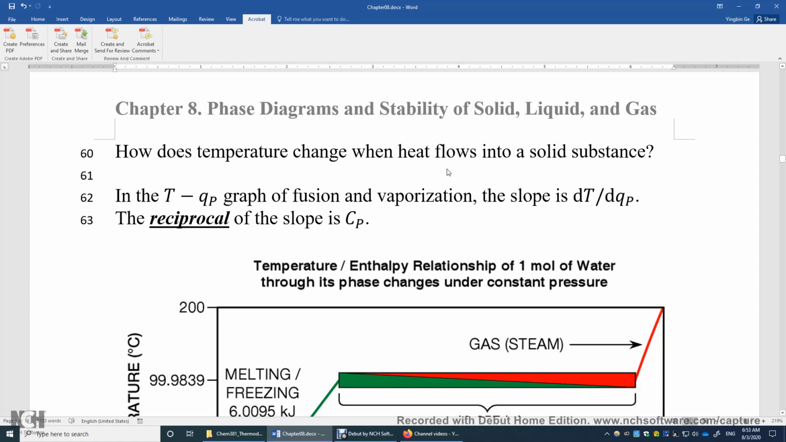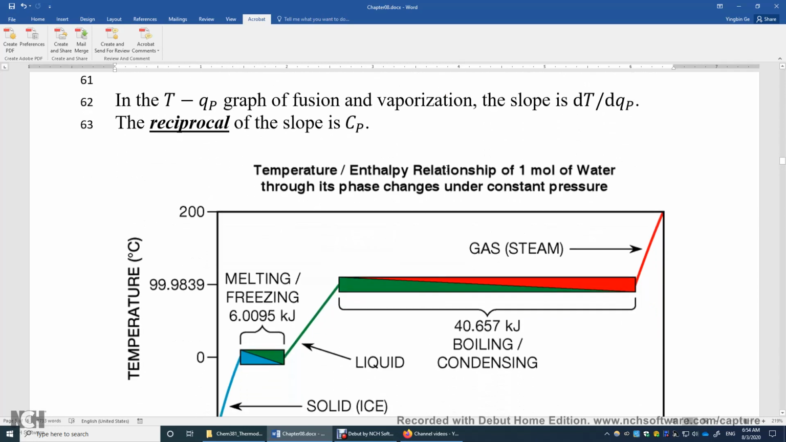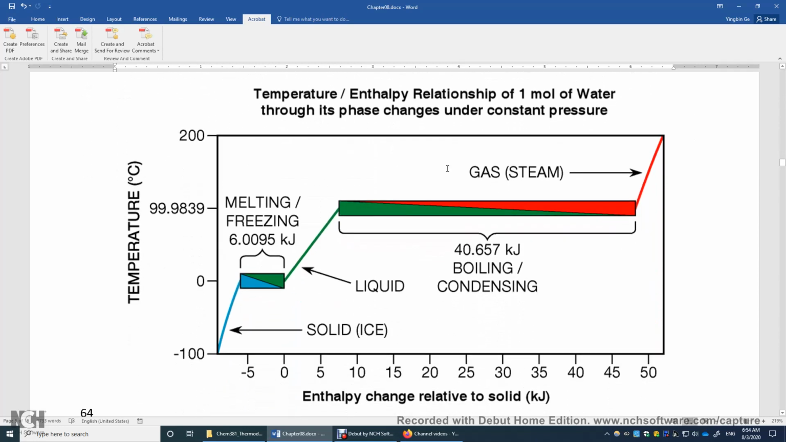Alright, so how does temperature change when heat flows into a solid substance? Well, it can be the melting point, it can be the sublimation point. But if the pressure is high enough, we observe the melting point first, and then we observe the boiling point. So this is what you're looking at here. When heat flows into a solid, the temperature goes up. Oh, by the way, we're looking at water.